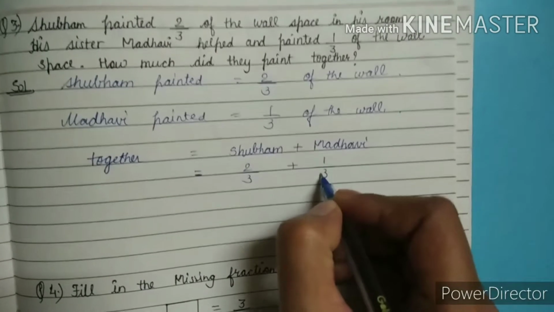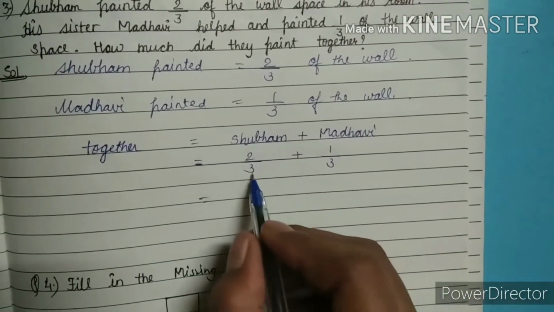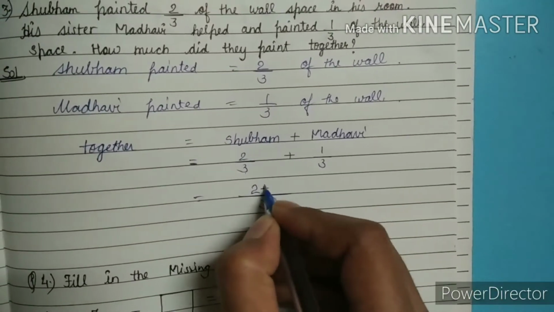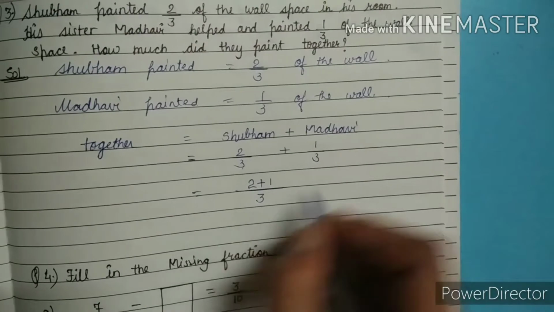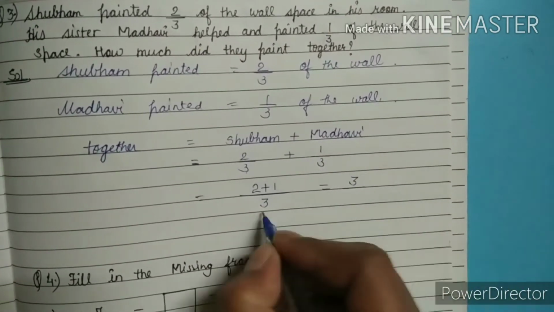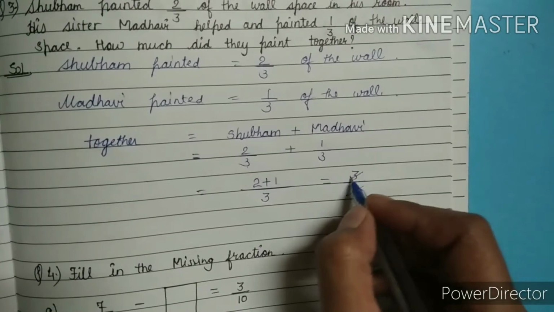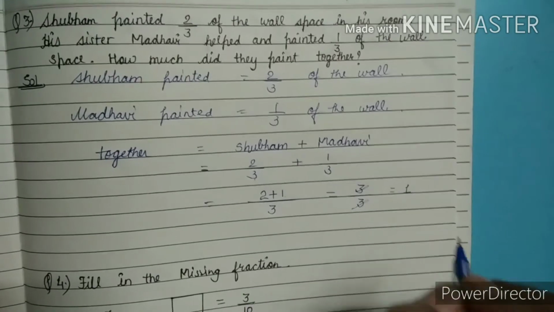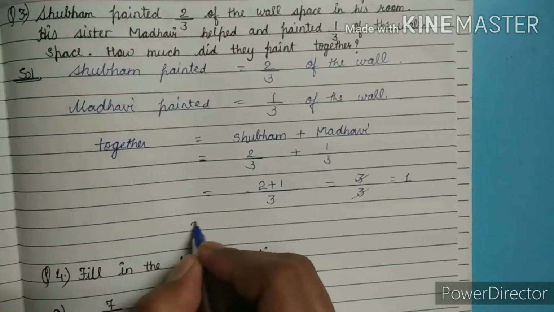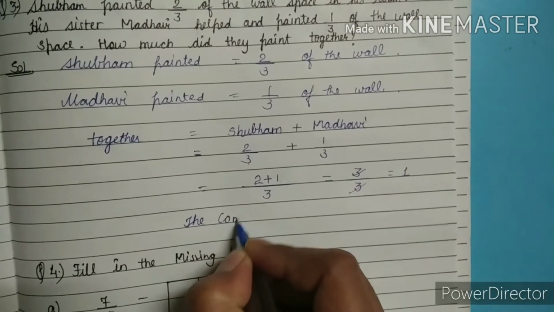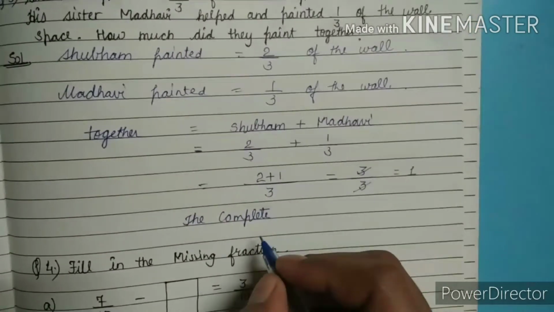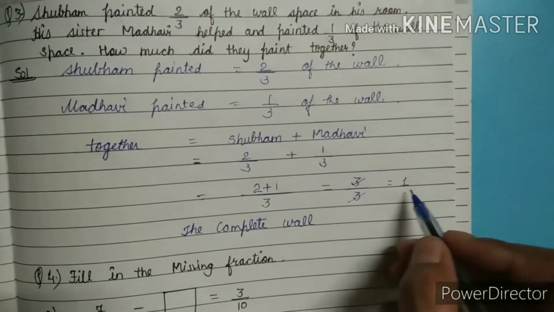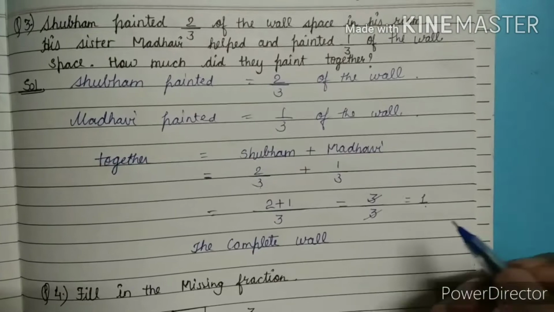Madhvi's fraction is 1 by 3. You can see the denominator is same, so it will come one time, and 2 plus 1 will come together. 2 plus 1 is 3 and 3 as it is. 3 to 3 we can cut and it will give 1. 1 means the complete work is over together. So the complete wall, it means when they do work together they will finish the work, because we get 1. 1 is showing the whole thing.